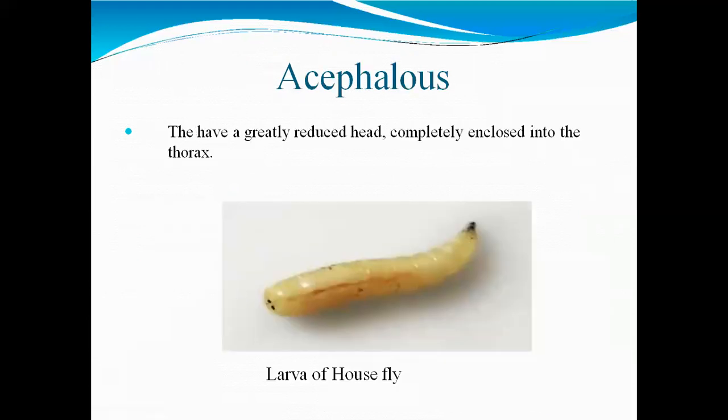First, acephalous larva. They have a greatly reduced head completely enclosed in the thorax. In acephalous larva there are no legs and no complete head structure. The example of acephalous larva is the larva of house fly.